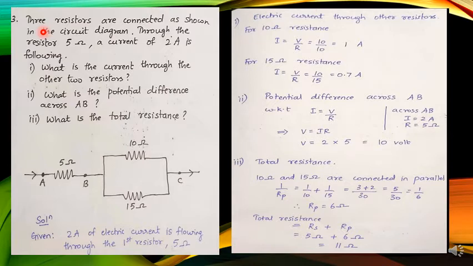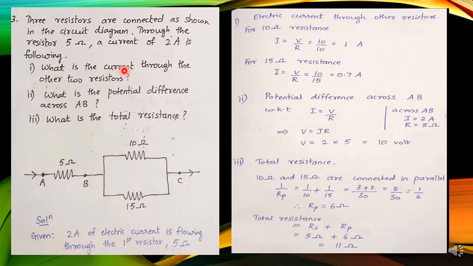Next problem. 3 resistors are connected as shown in the circuit diagram. Through the resistor 5 ohms, a current of 2 ampere is flowing. What is the current through the other 2 resistors? What is the potential difference across AB? What is the total resistance? You are expected to answer all these 3 questions. Circuit diagram is given in the question.